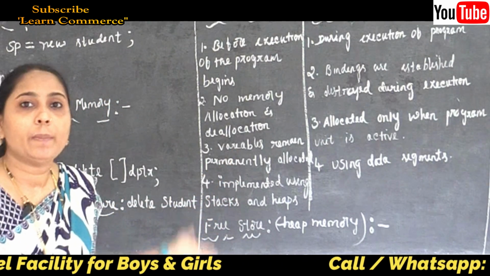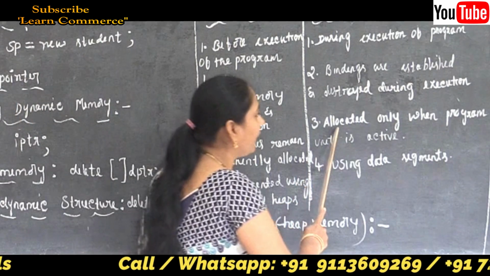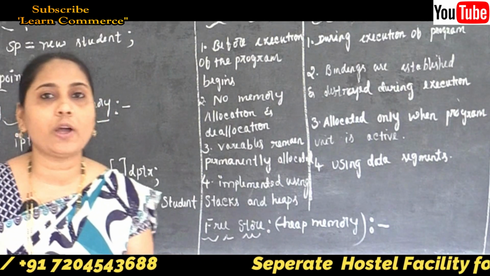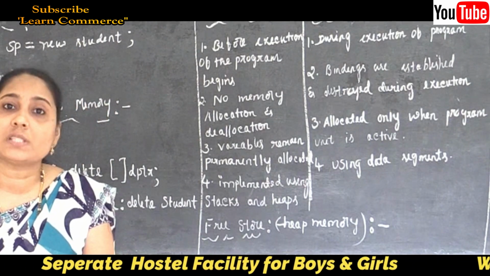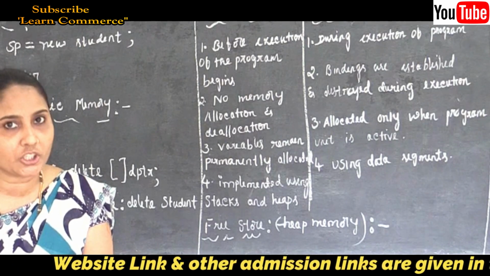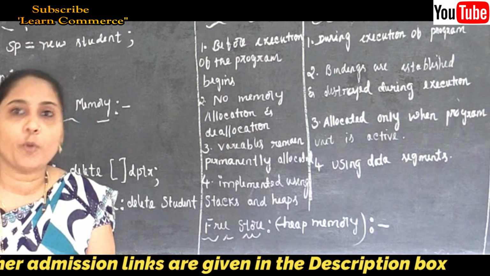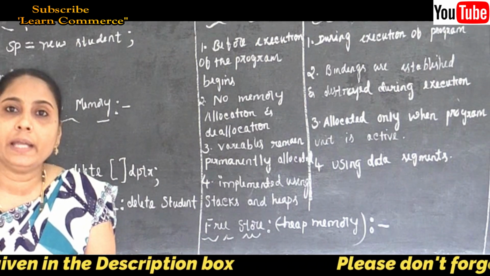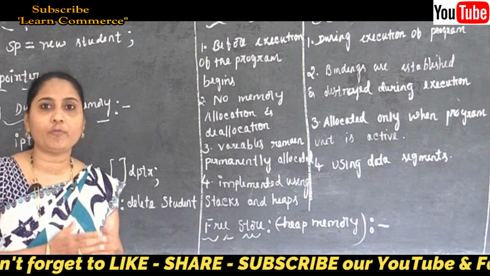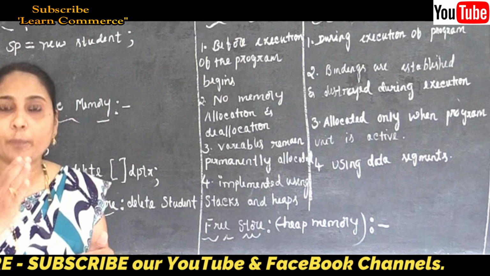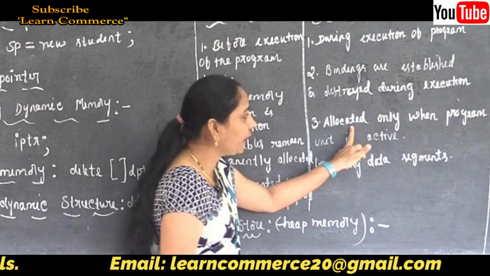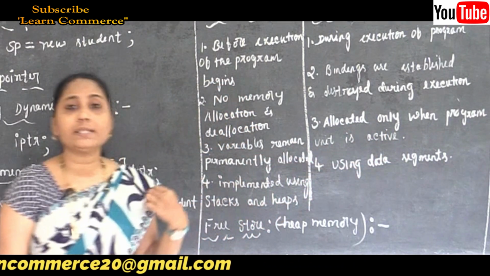Clear this point here? But in our dynamic allocation of memory, variables are allocated only when the program unit is active. Why? Because I already said about this. Our dynamic allocation of memory supports both allocation as well as deallocation of memory here. And when you want to allocate memory for the storage variables, it is possible when the program is running, so we can say that they are allocated only when the program unit is active here.